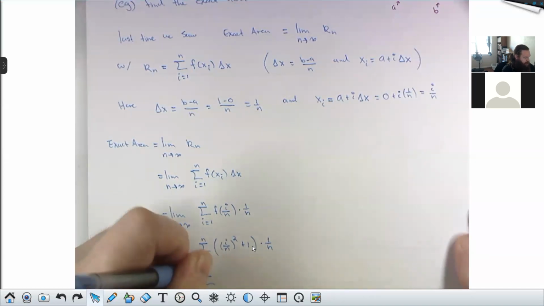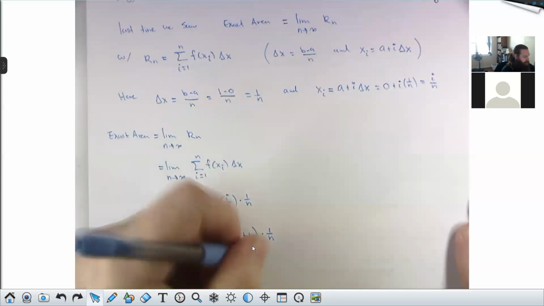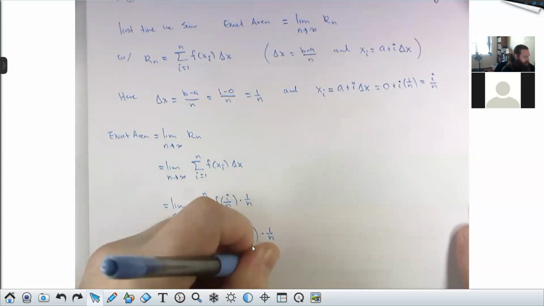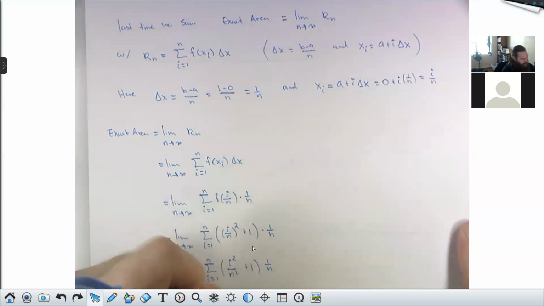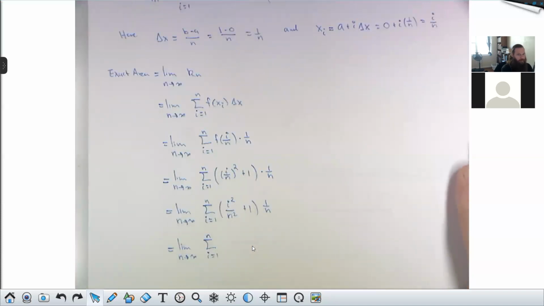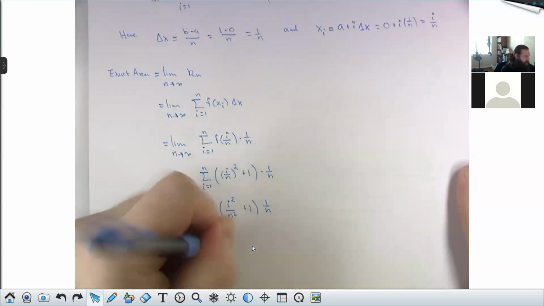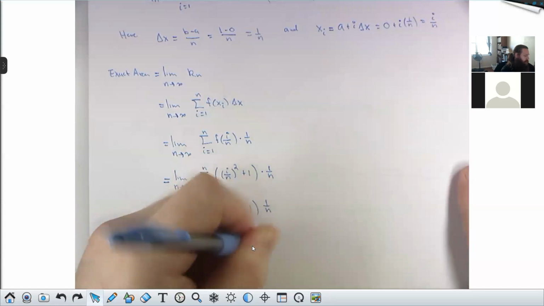Sigma i from 1 to n with my limit out front. (i over n) squared is i squared over n squared. So I have that plus 1, times 1 over n. Now I distribute the 1 over n. So I have the limit as n goes to infinity, sigma i from 1 to n. Distributing the 1 over n, I get i squared over n cubed plus 1 over n.